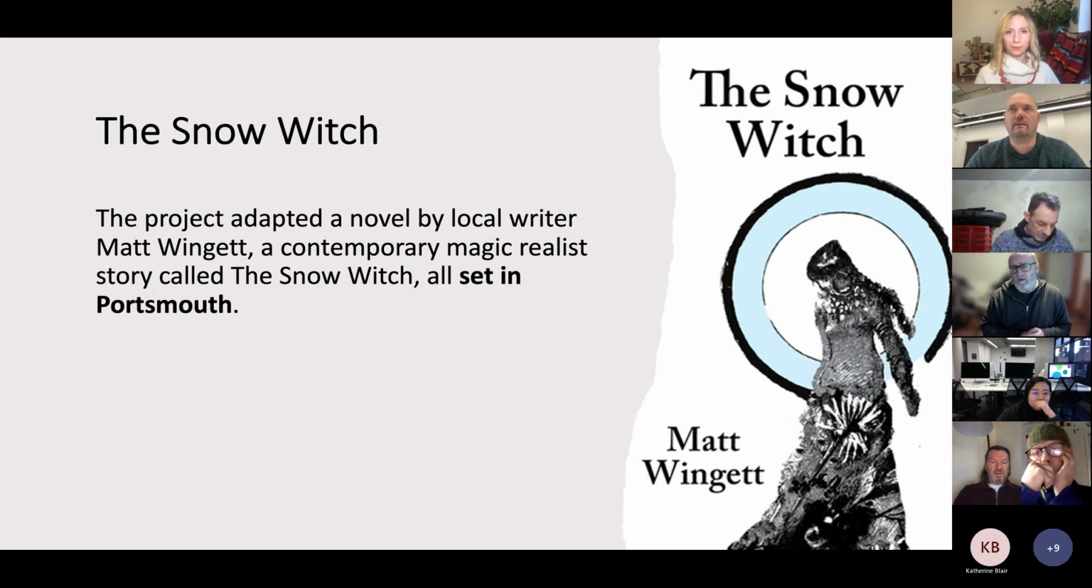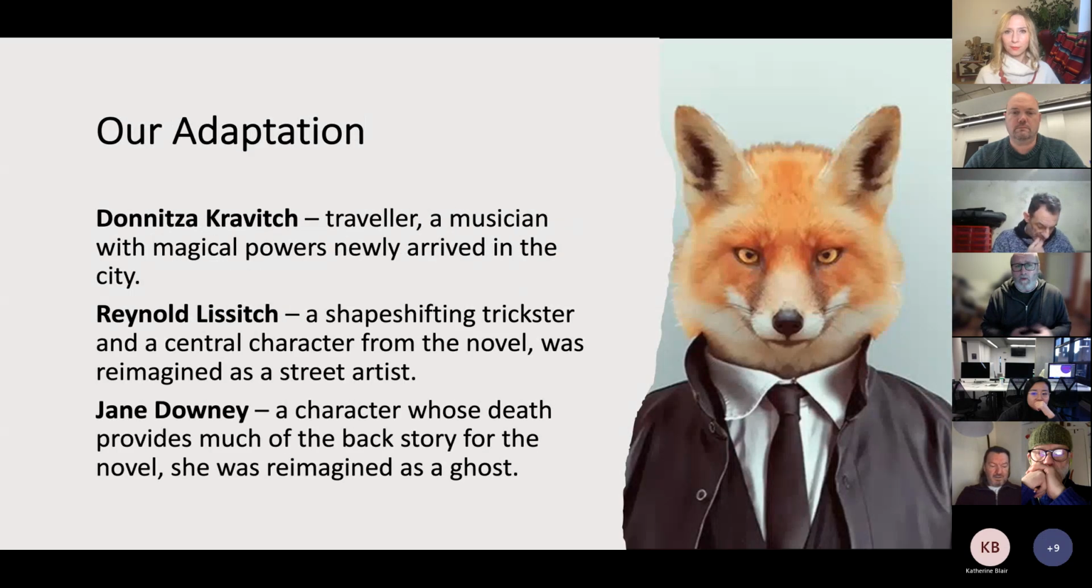So I took this novel, The Snow Witch, by a local writer. It's all set in Portsmouth. And we pulled out 3 of the characters from there. The first one, Donitsa Kravich, is the protagonist in the story. It's a contemporary setting, magic realist story. In the original story, there was this character, Reynold Lisich, who's a shape-shifting trickster. So we pulled both of those characters out into our story.